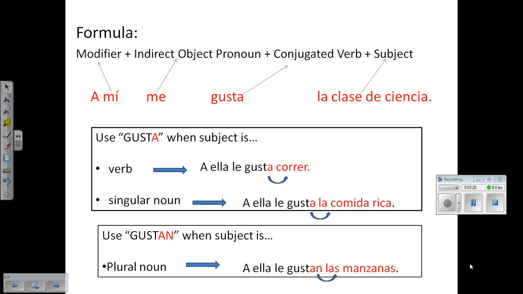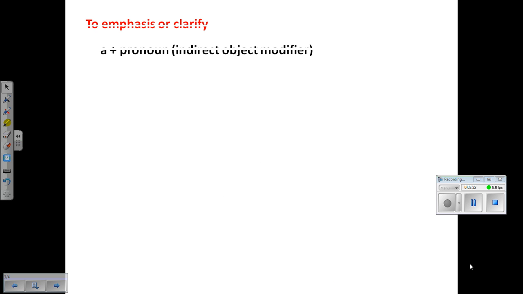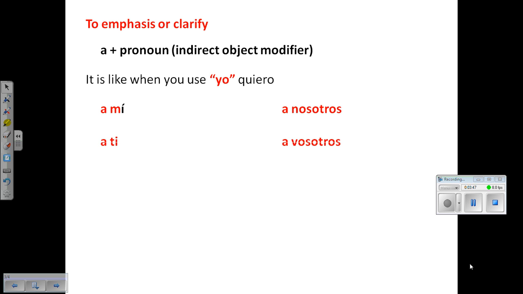Okay, the next section is going to be emphasis or clarifying things. A plus the pronoun. It's like when you use yo quiero. You don't need to use yo quiero, just like you don't need to use a mí me gusta. So please write down these modifiers.